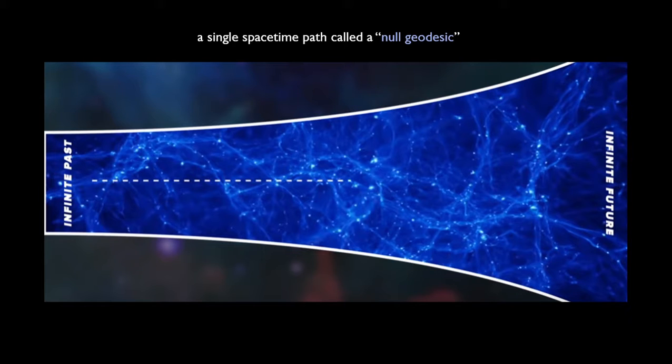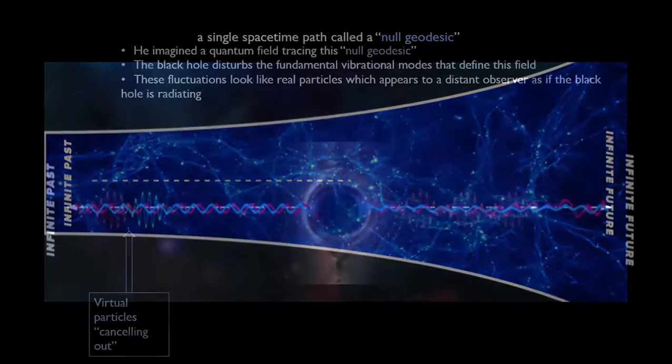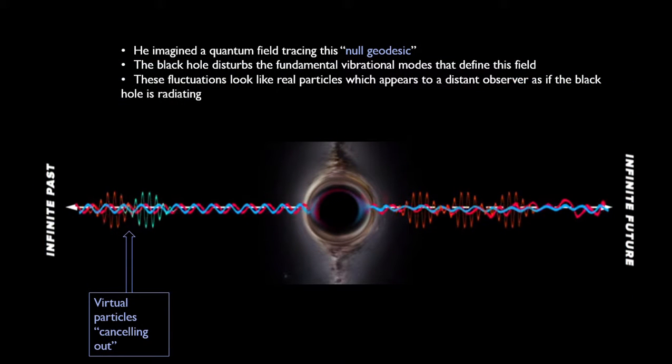He imagined a single space-time path called a null geodesic. It extends from far in the past to far in the future. This path passes through the location of a black hole in the instant before it forms. He then imagined a simple quantum field tracing this path, one that is in a perfect vacuum state before the black hole. See the oscillations, or virtual particles, canceling out on the left.